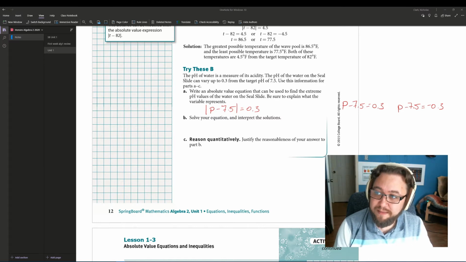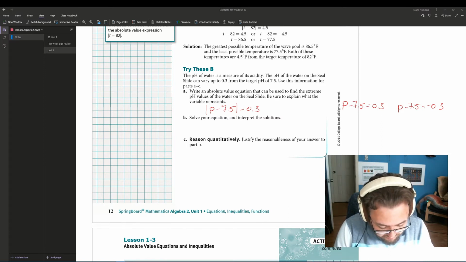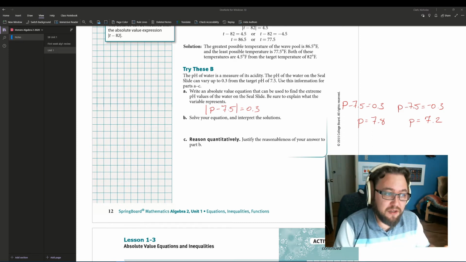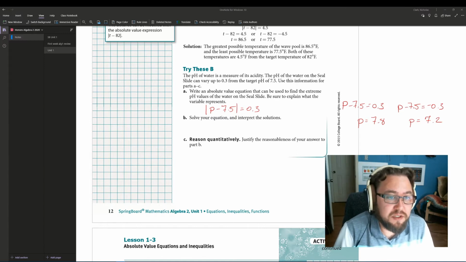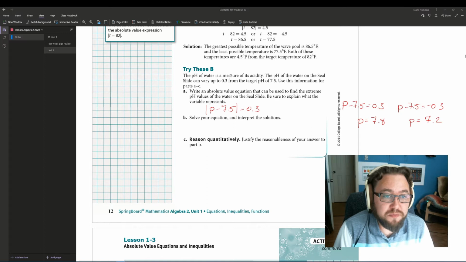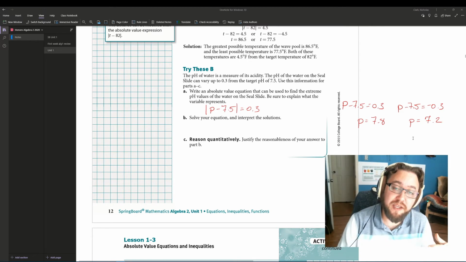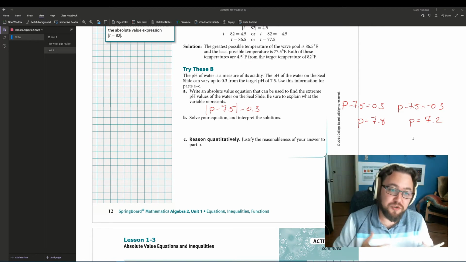So we're just going to go ahead and add 7.5 to both. So P equals 7.8, and on the other side, P equals 7.2. So we've got our extreme high value and our extreme low value. Do these solutions make sense? Well, let's see. 7.5 plus 0.3 is 7.8. That one checks out. 7.5 minus 0.3 is 7.2. That also checks out. So those solutions do make sense as the extreme high and extreme low.